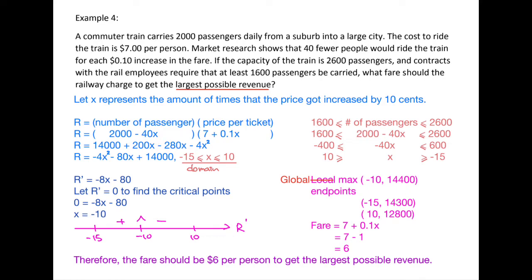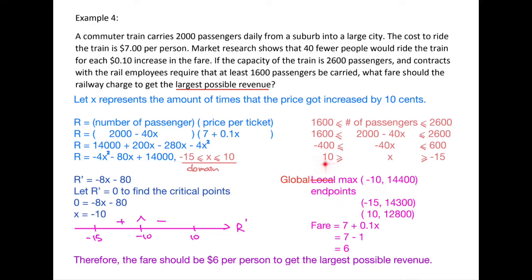Once you have a generated equation with only one variable in the domain, that means we are ready to find the restriction of the domain. So we know there's a capacity limitation for the number of passengers, it has to be between 1,600 to 2,600. So first, let's replace number of passengers with a mathematical expression, 2,000 minus 40x. And then we're going to isolate for x, that means we'll subtract 2,000 from each interval. So you're going to have negative 400 smaller or equal to negative 40x, smaller or equal to 600. And since we have to isolate for x, that means I have to divide by negative 40. Whenever you divide by a negative number, the inequality sign will switch.